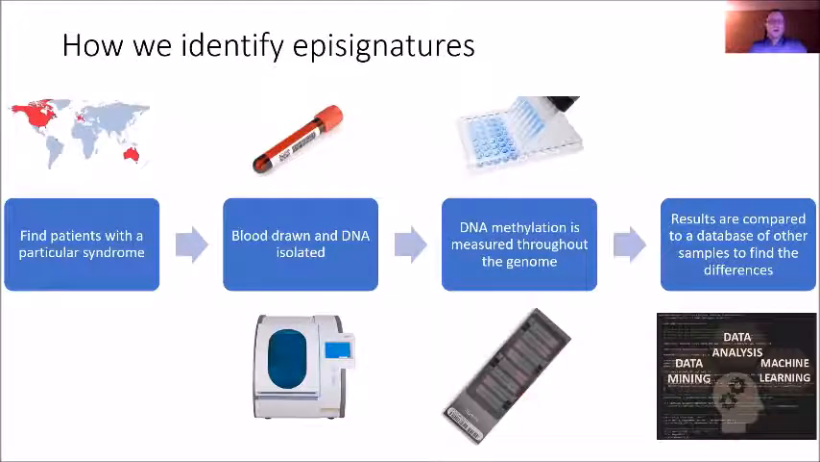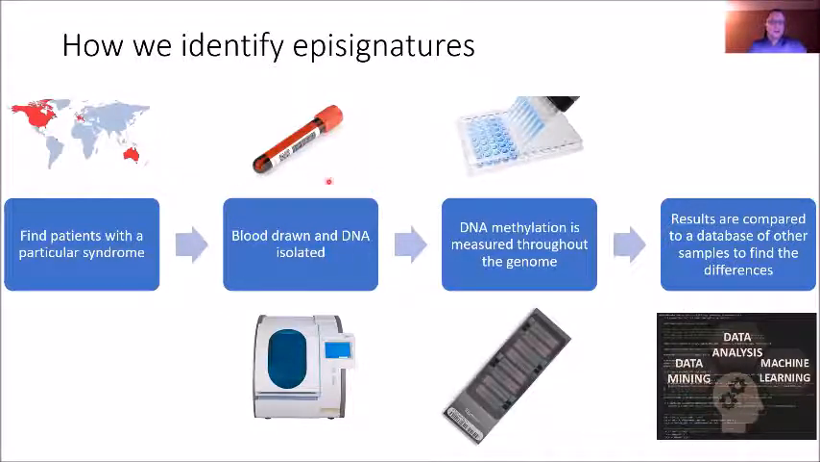To identify these episignatures, the first step is to actually find the patient. Most of the syndromes that we study are very rare, with only a few hundred to a few thousand patients in the whole world who have been identified. So we work with labs in many different countries to identify these patients.